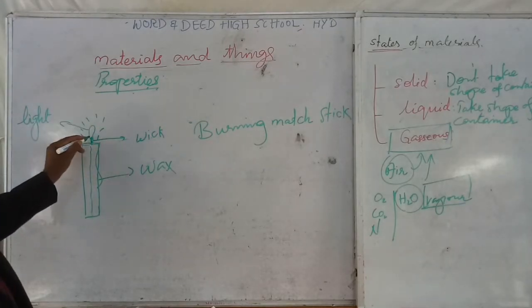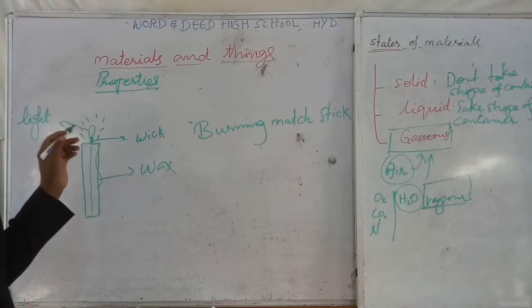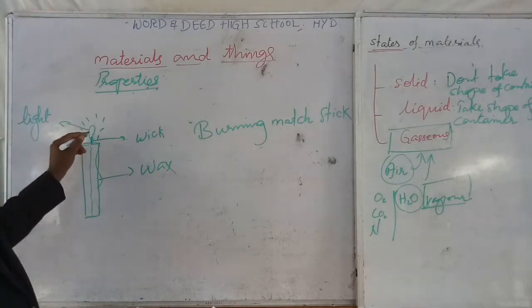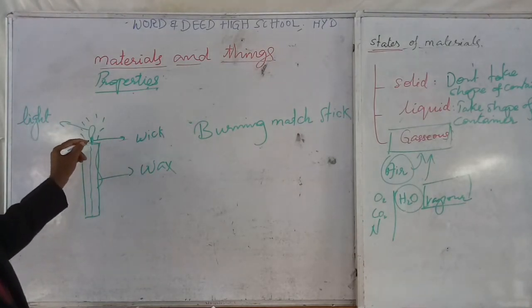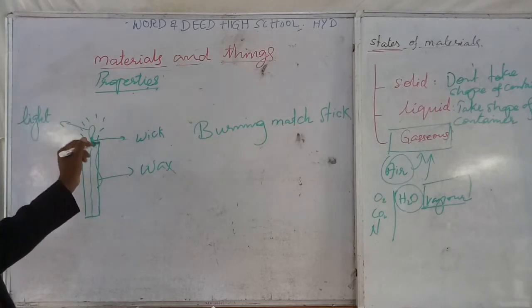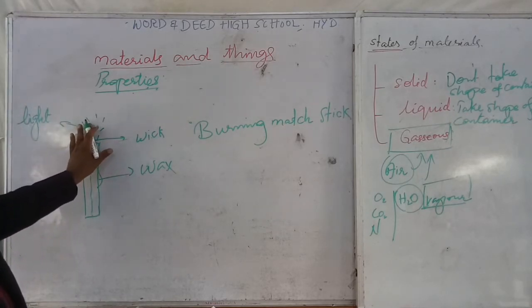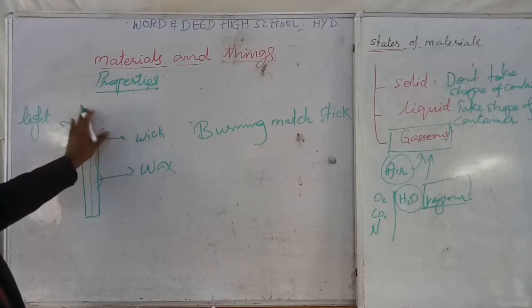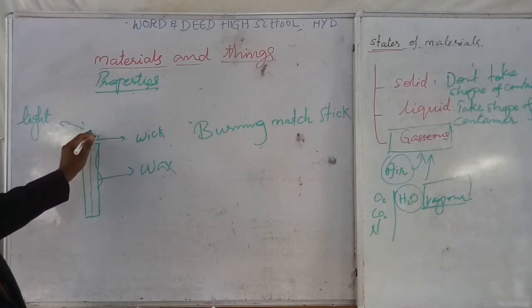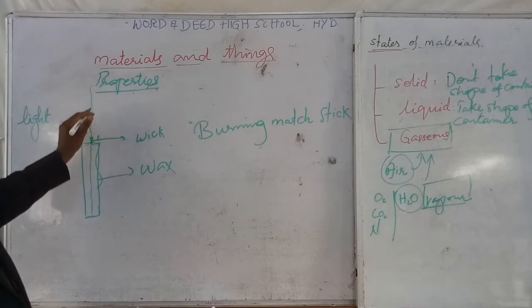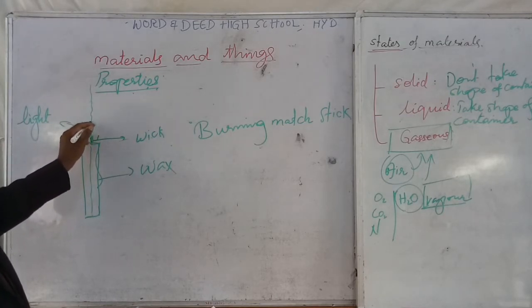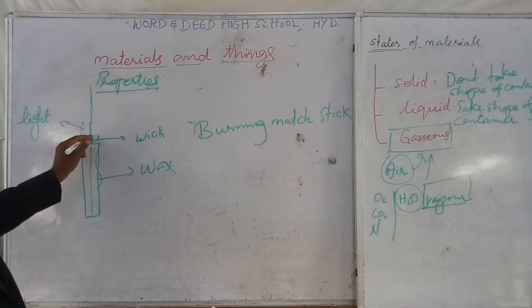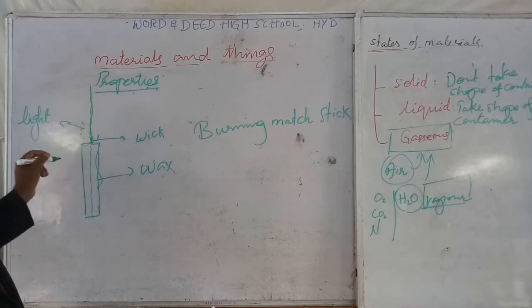When you blow out this candle light, that means when you blow air to this light, then what happens? This light goes off. Then immediately what will you see when it goes off? Smoke rising upward in a column. Smoke column you can see here.